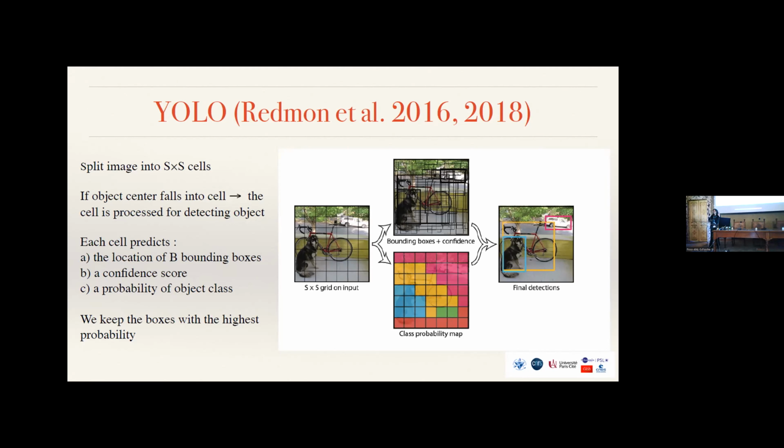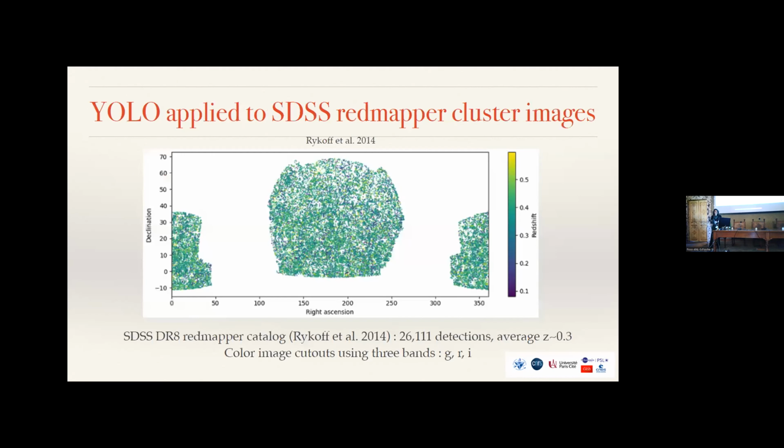So this is really the basic algorithm. And we just take the basic algorithm, but instead of looking for bikes, cars, and dogs, we're looking for clusters. So this is the SDSS redMaPPer catalog projected on the sky. So these clusters were already detected with a standard red sequence algorithm. And we have 26,000 detections more or less. The average redshift is 0.3.